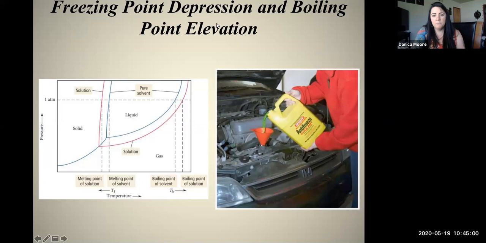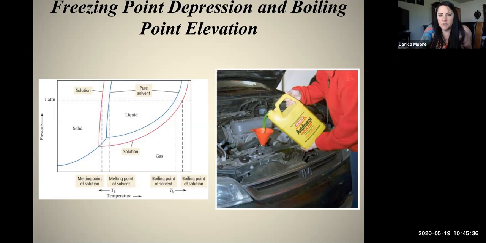Cool. So the next colligative property that we have to talk about is, okay, we've got time, freezing point depression and boiling point elevation. We live in a place where freezing point depression is not really something that we deal with a lot, but people that live in snowy places know a lot about this, or at least understand it to a certain degree.